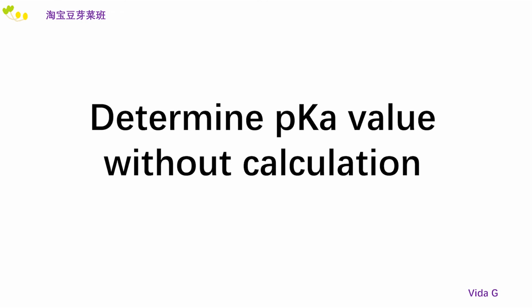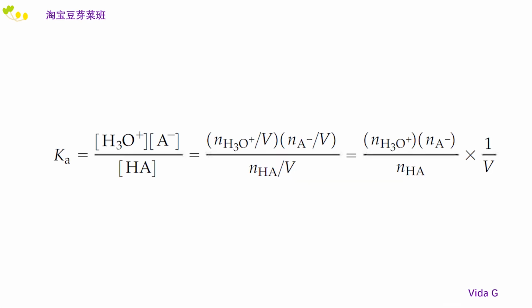In this video, we are going to talk about how to determine pKa value without calculation. First, let's review what Ka is. Ka is the molarity of protons in an aqueous solution times the molarity of the ionized form of a weak acid, divided by the molarity of the weak acid in the aqueous solution. So if the Ka value is bigger, it means more weak acid is dissociated into the proton and ion.